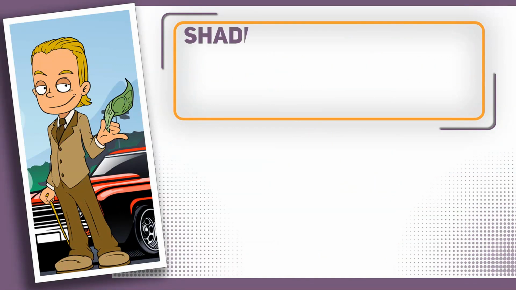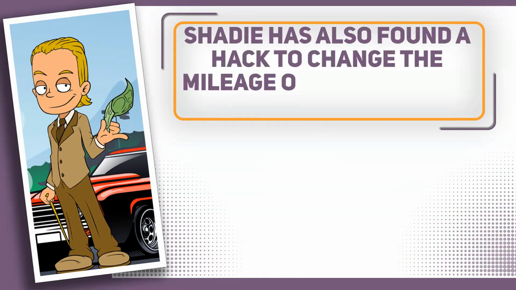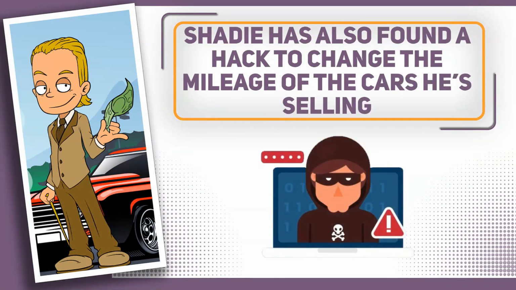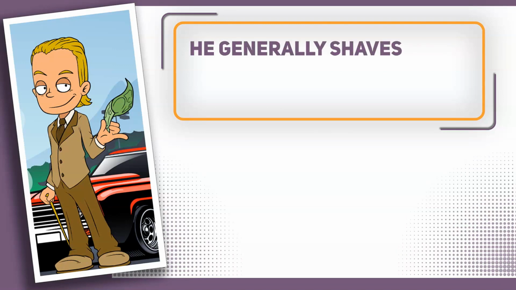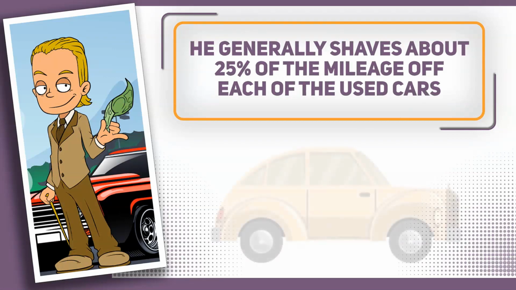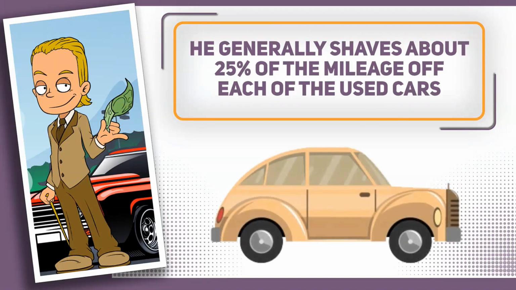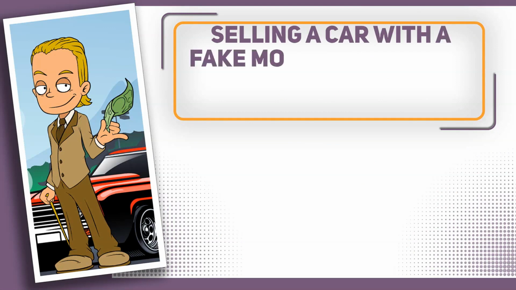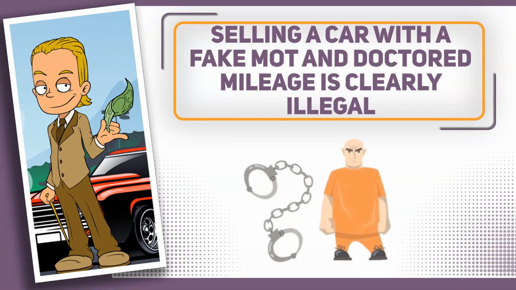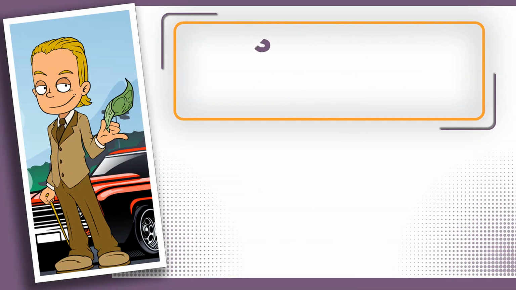Shady then advertises all of these cars as having a full MOT, which helps him charge much more for them. Shady has also found a hack to change the mileage of the cars he's selling. His years of experience in the motor trade tell him that high mileage cars sell for a lot less than low mileage ones. He generally shaves off about 25% off the mileage of each used car that he sells, to get a better price from his customers. Selling cars with a fake MOT and a doctored mileage is clearly illegal. And Shady is selling cars that are not as described. But that's only the start of it.